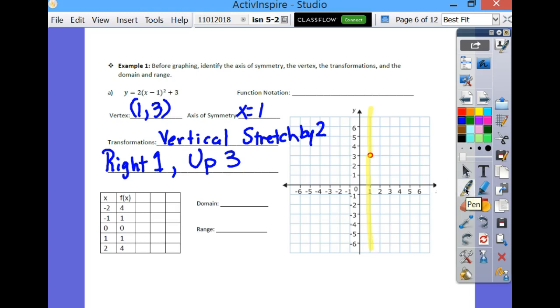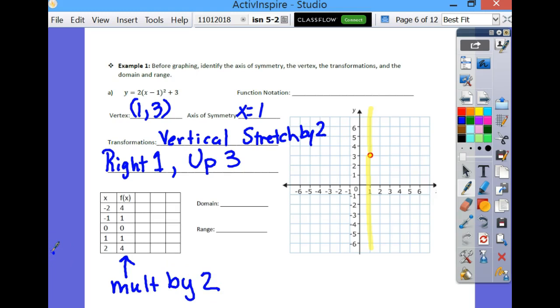So, how do I figure out the rest of the graph when there has been a stretch? It is a vertical stretch. Is that 2 in the parentheses with the x? It's outside of the parentheses, so that means it's not going to act on the x, it's going to act on the y. I am going to take these y numbers and multiply them by the stretch number.